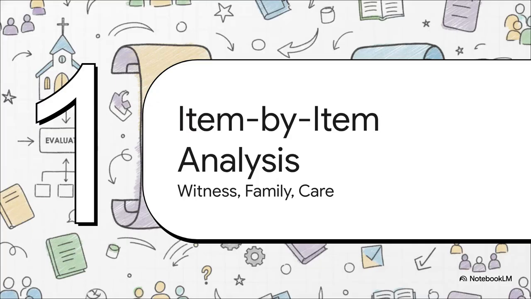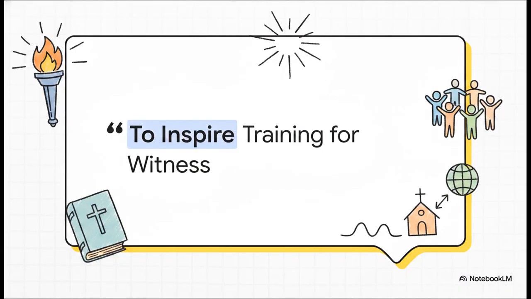Section 3. Item-by-item analysis. Witness, families, and pastoral care. Let's move to some actual case studies to see how this works in practice. Let's look at our first Omnibus B item. It's Overture 1, 211, titled To Inspire Training for Witness. In plain language, this overture is basically asking the Synod to encourage witness training and equip everyday members for outward-facing evangelism right in their local communities.